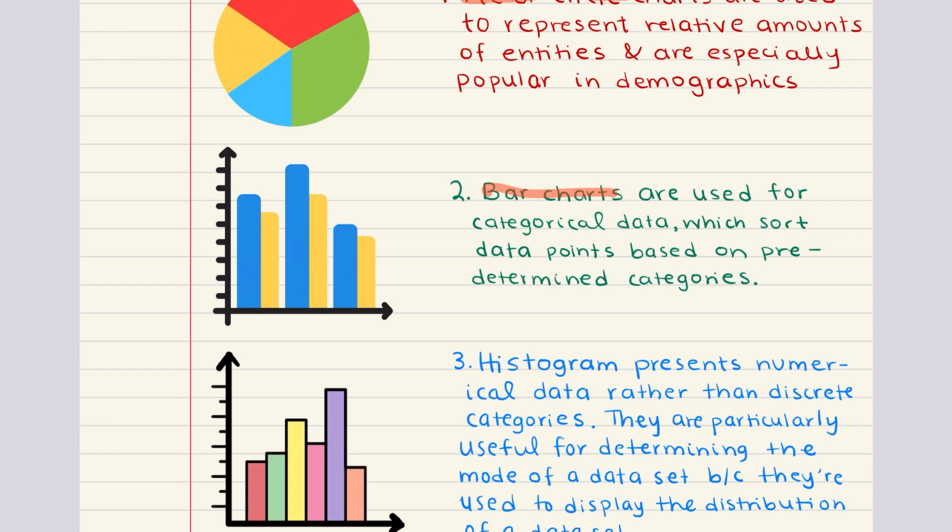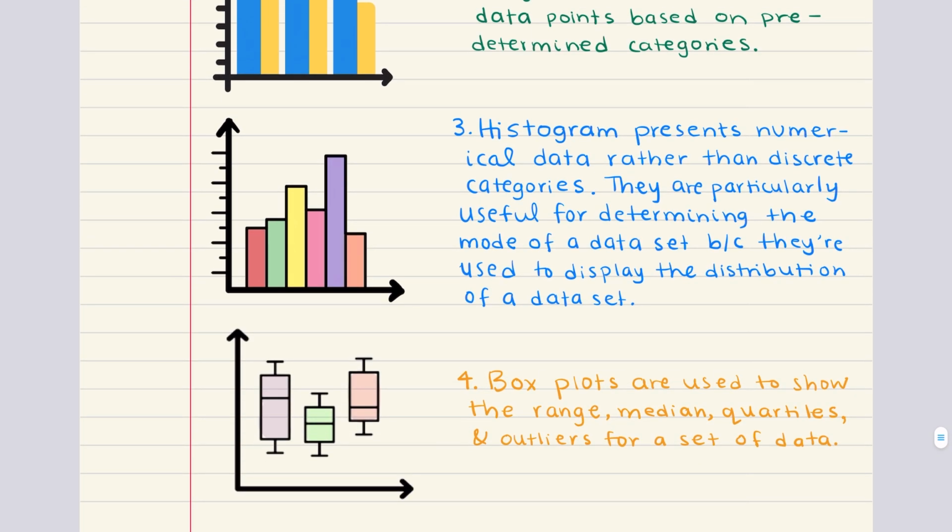Now, when we want to examine the distribution of numerical data, histograms are the tool of choice. So unlike bar charts, histograms group data into intervals or bins, making them useful for identifying patterns in continuous data. For example, a histogram of students' test scores might reveal whether the scores follow a normal distribution or are skewed. Histograms are also helpful for identifying the mode. This is the most frequently occurring value in a data set.